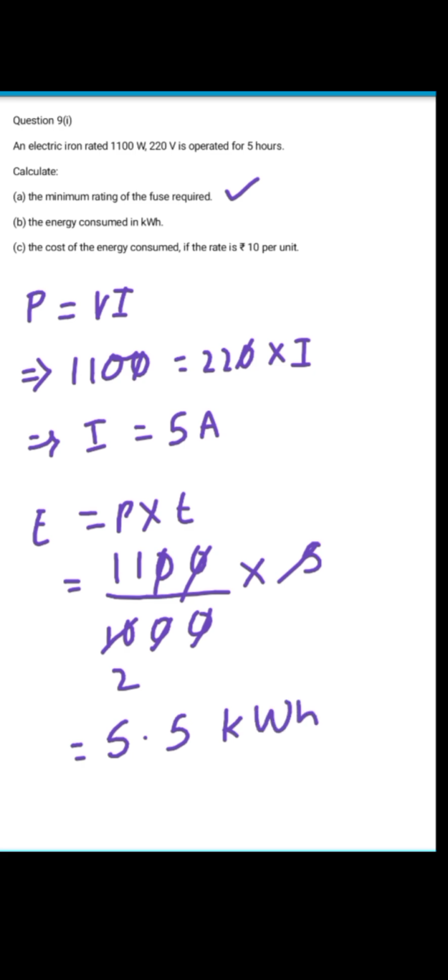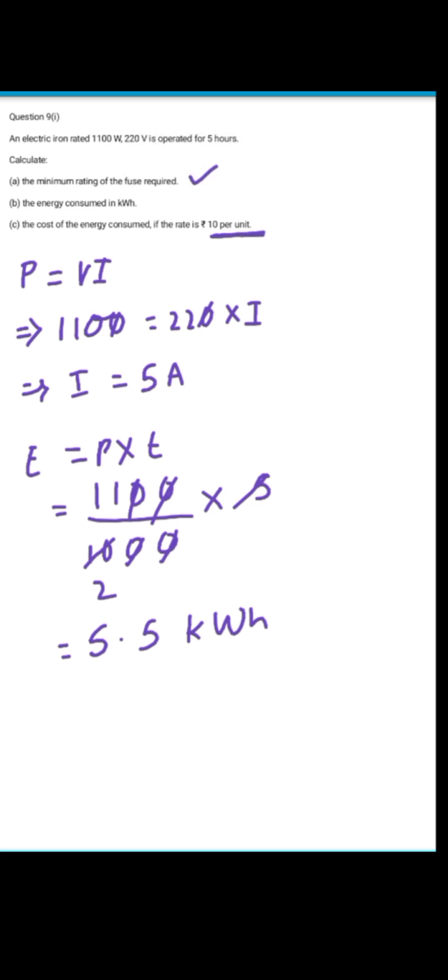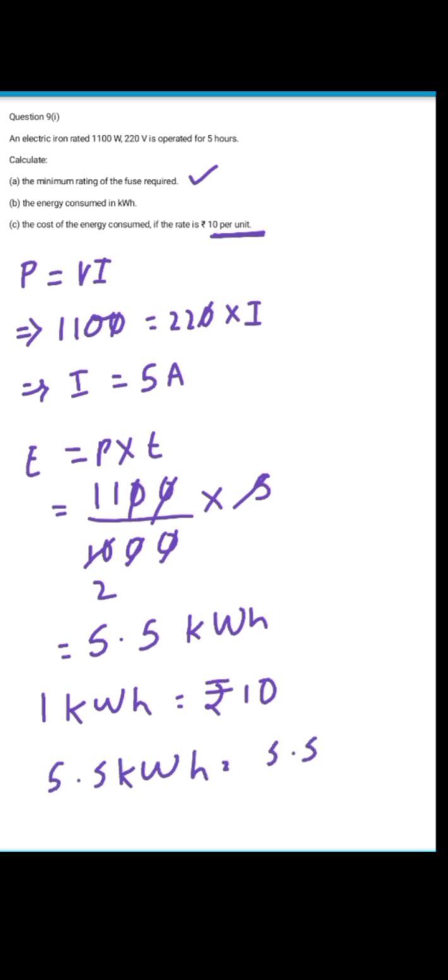And now you have to find the cost of energy consumed if the rate is 10 rupees per unit. You know per unit means 1 kilowatt hour. So if for 1 kilowatt hour the cost is rupees 10, for 5.5 kilowatt hour the cost will be 5.5 into 10, that is 55 rupees. Very easy question. Next one.